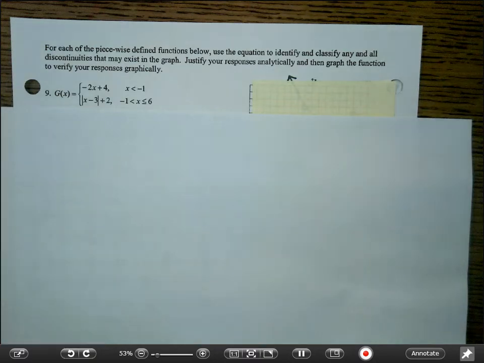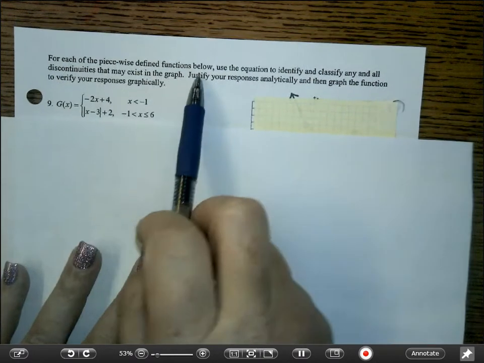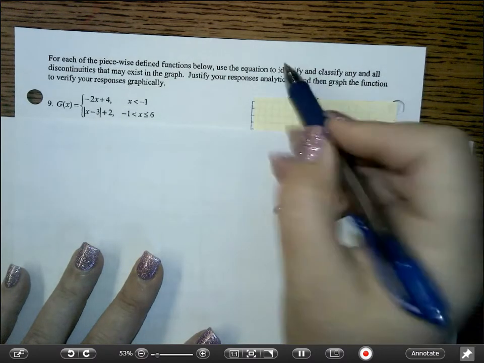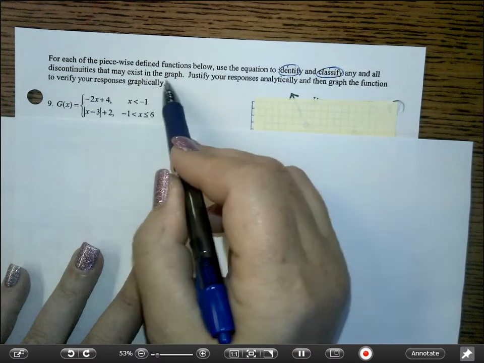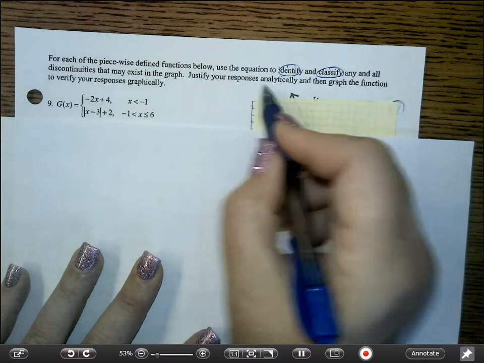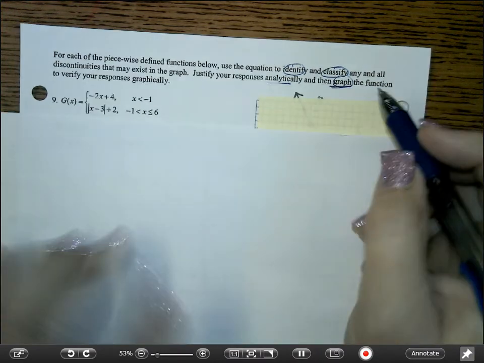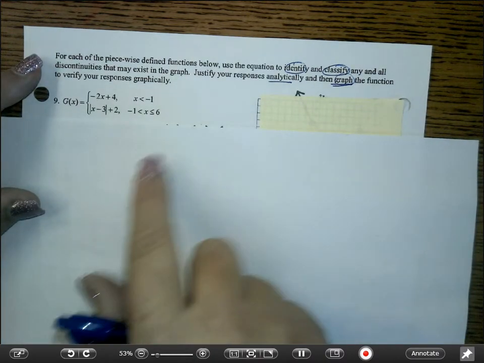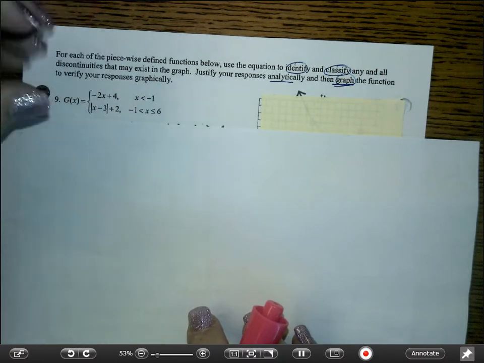All right, so on number 9, let's read the directions. It says, for each of these piecewise defined functions below, use the equation to identify and classify any and all discontinuities that may exist in the graph. Justify your responses analytically, and then graph the function to verify your response graphically. So what this means is we need to be able to look at where there is a potential hole or something going on in the graph.